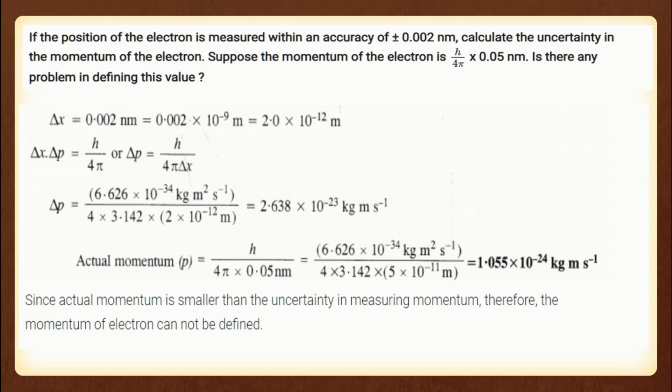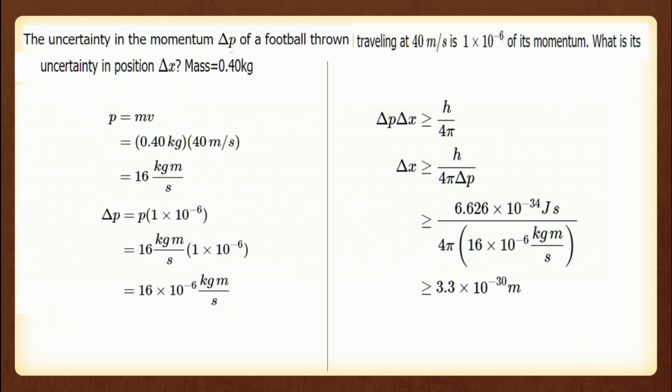The uncertainty in the momentum delta p of a football traveling at 40 meters per second is 1 into 10 power minus 6 of its momentum. What is the uncertainty in position delta x? Given mass is equal to 0.40 kg. P is equal to mv, which is equal to 0.40 kg into 40 meter per second, which is equal to 16 kg meter per second.